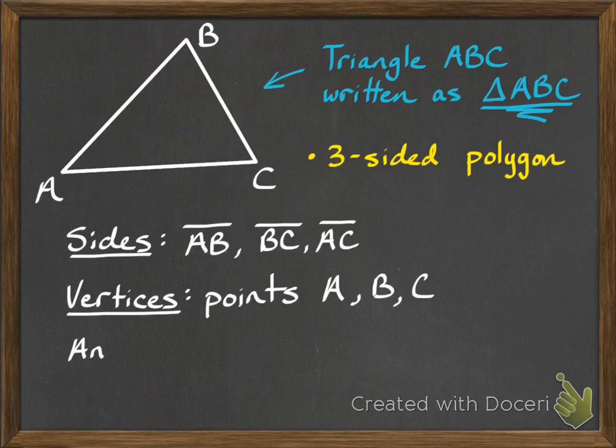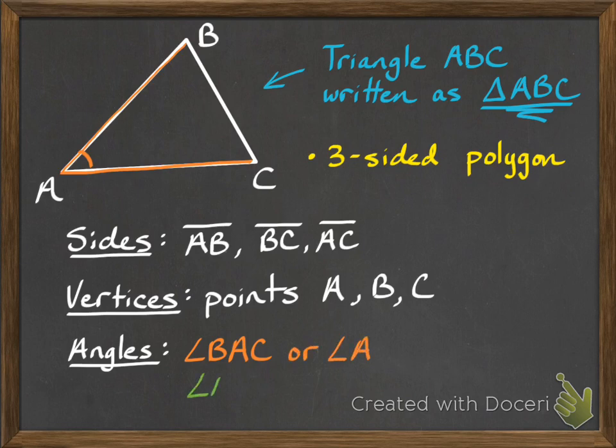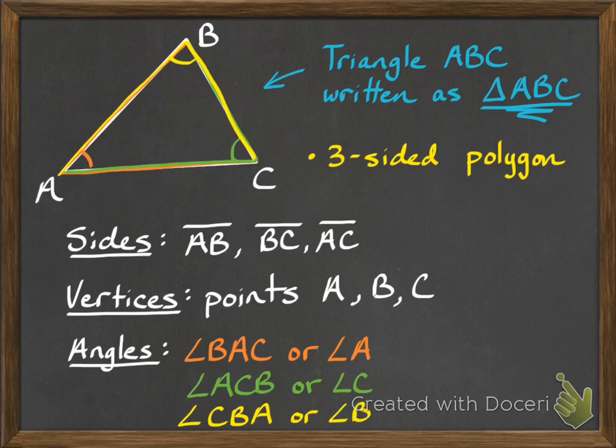And then the angles in the triangle can be named two different ways. We first have angle BAC. Remember, the vertex is always named in the middle. So I'm going to highlight in orange, we have BAC, that little angle there. Since there's only one angle that comes off of vertex A, we could just call it angle A, but you might see it written as BAC. In green, we have ACB, which we could just call angle C. And then in yellow, we have angle CBA, or just simply angle B. So 3 sides, 3 vertices, 3 angles formed in every triangle.